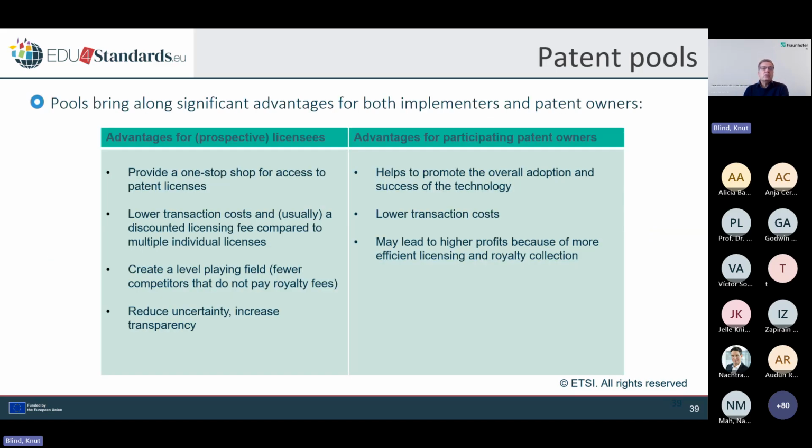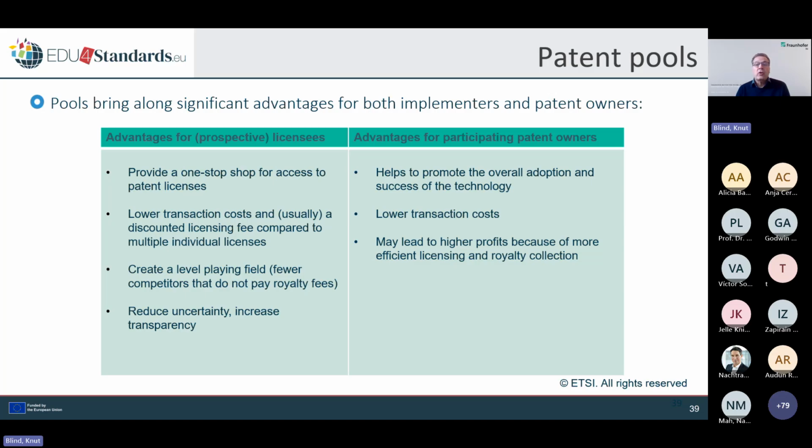That means patent pools have several advantages. It's this one-stop character, lower transaction costs. Sometimes also the licensing fees are much lower if you buy in a package instead of summing up all the individual deals. It also creates a level playing field because all the implementers have the same conditions, and the uncertainty is reduced and transparency increased.